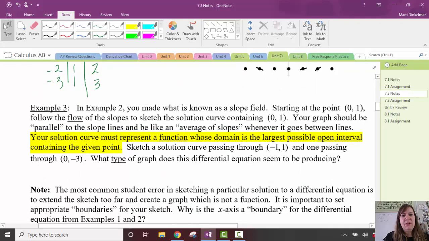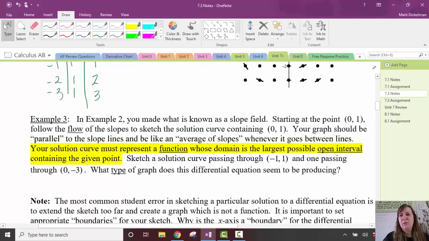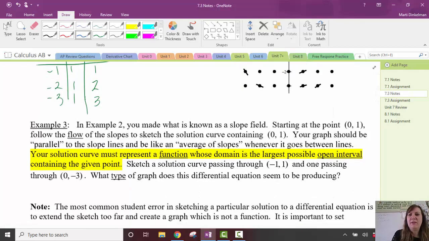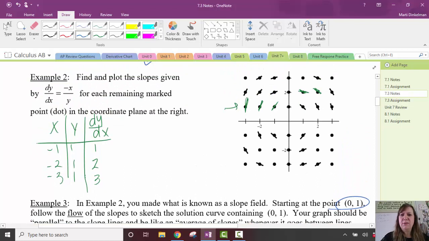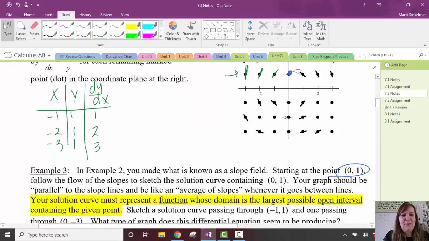So sometimes they will ask us to draw a solution curve. So they'll say something like the starting point is 0, 1, and let's see how well we can do that. So 0, 1. I've heard somebody describe this as you're kind of swimming through the curve. Again, think about those currents that I was talking about.